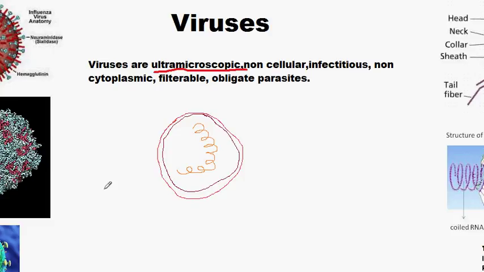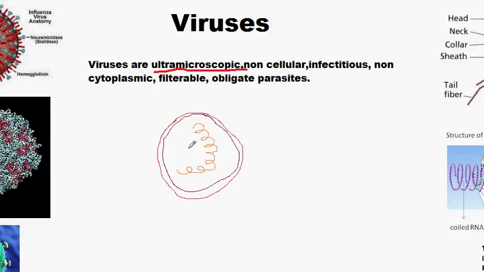Why can they not show metabolism? Because they cannot make their own proteins. They have only the nucleic material. If they do not have ribosomes, they cannot synthesize their proteins. If they cannot synthesize their proteins, they cannot function at all. So that is how they are.